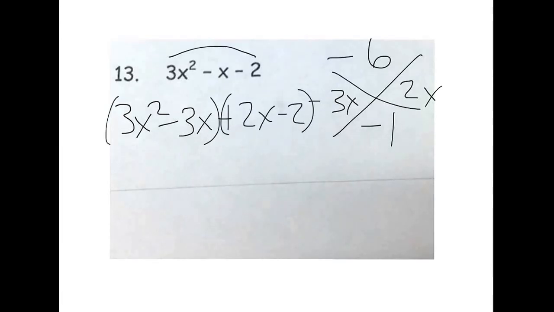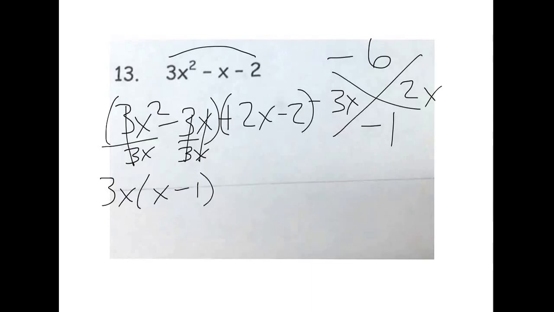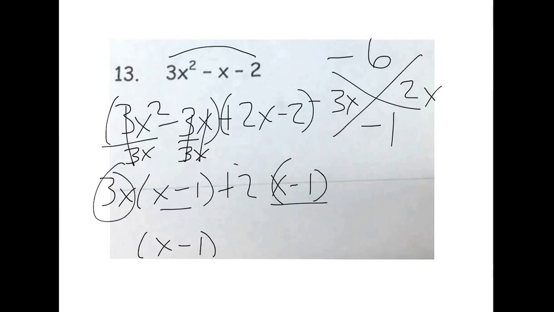And then I group. These have a 3x in common. So that cancels. That becomes x. That cancels. That cancels. So that all becomes minus 1. I know this is also going to be x minus 1. The GCF of those is 2. So it's x minus 1 and 3x plus 2.